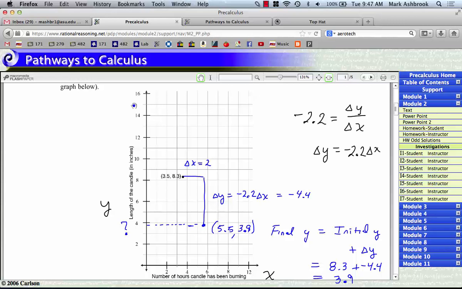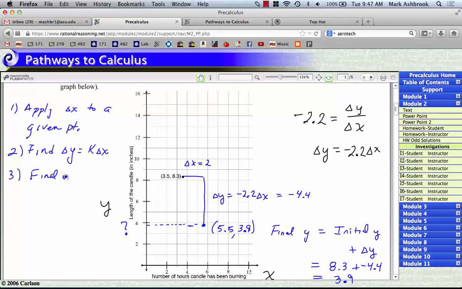So what was the process? The process was to apply a change in x to a given point. The second step was to find the corresponding change using the constant rate of change. Using our principle of constant rate of change, find the corresponding change in y, so find delta y, which equals k delta x. And then we're going to use the idea that the final y equals the initial y plus the change in y.